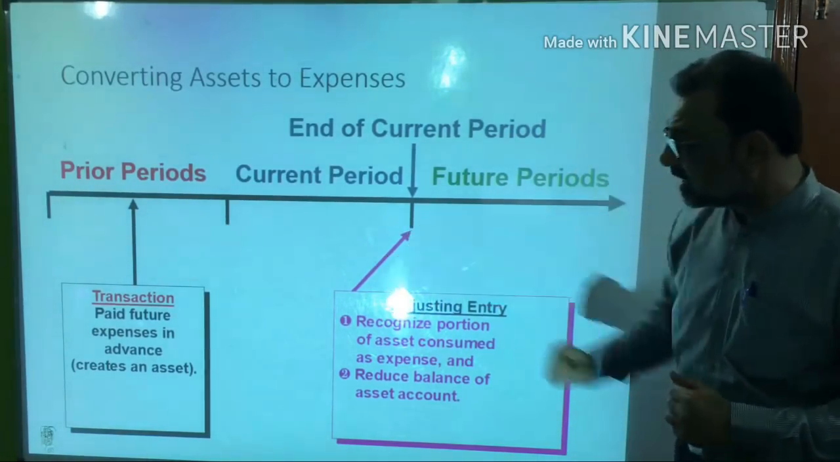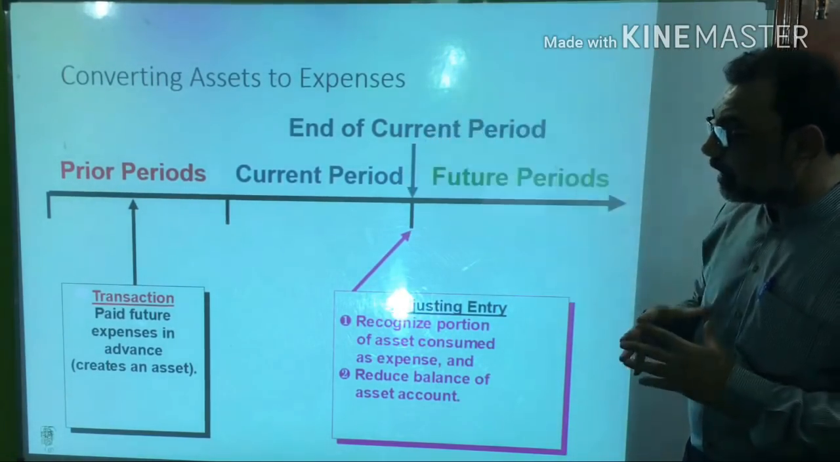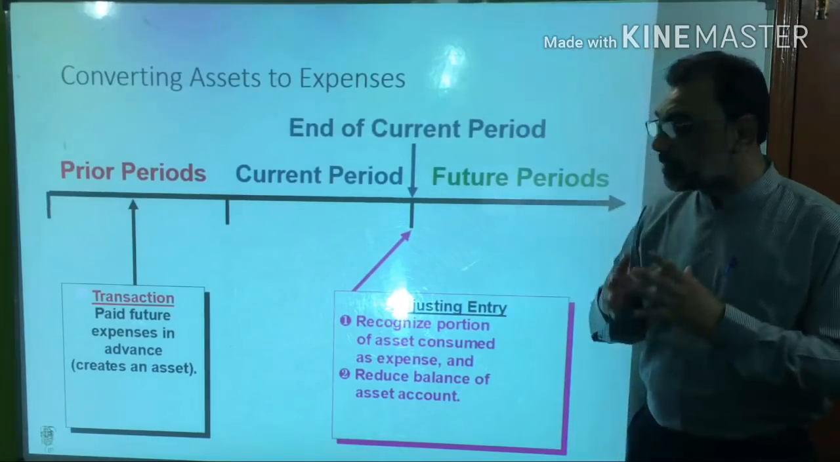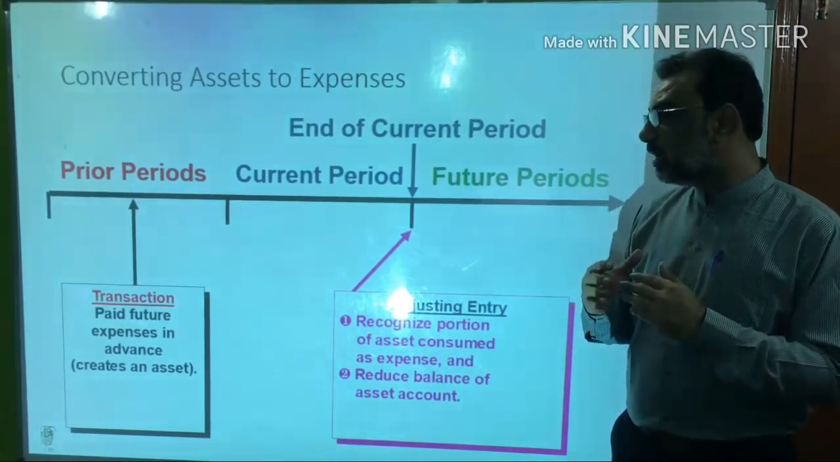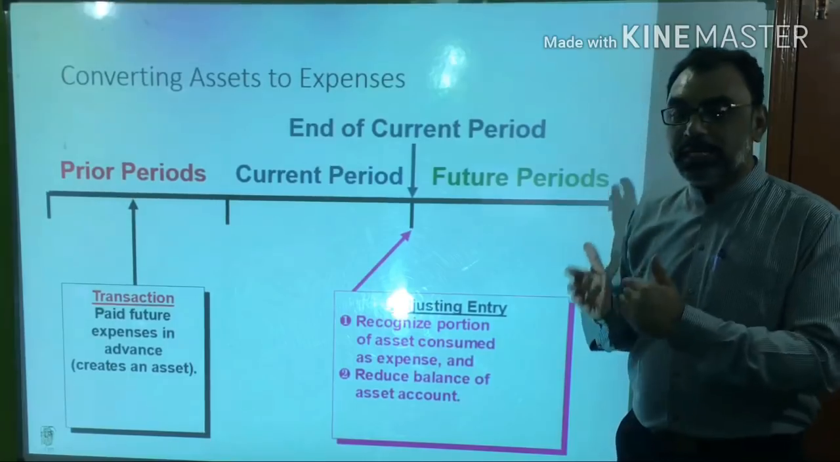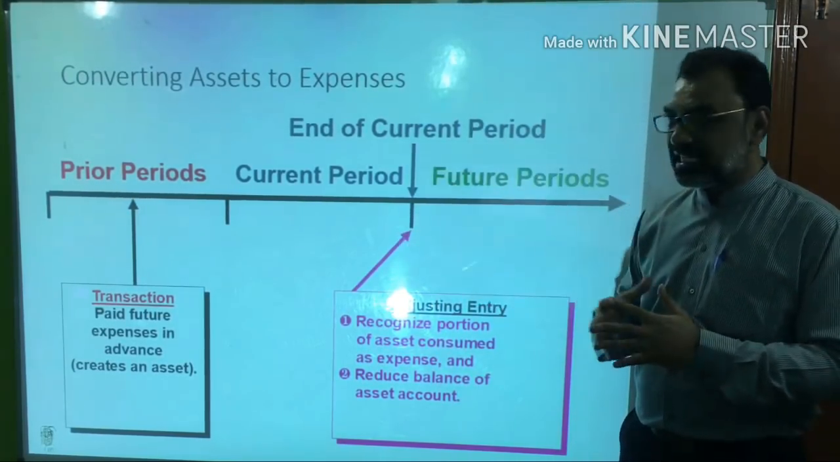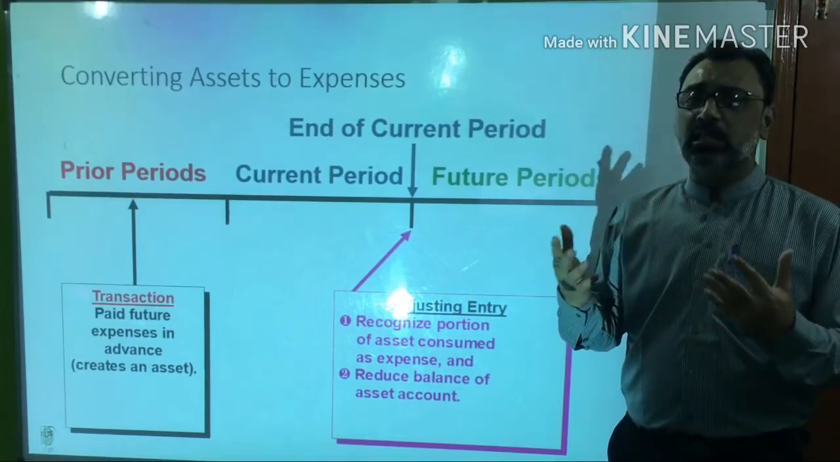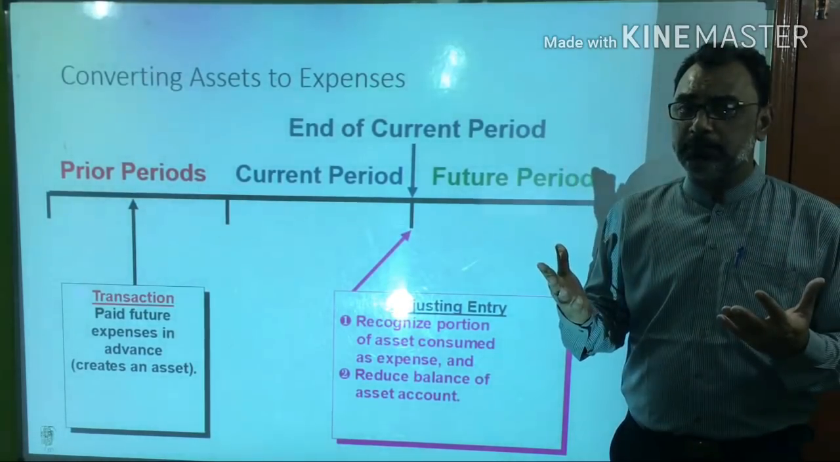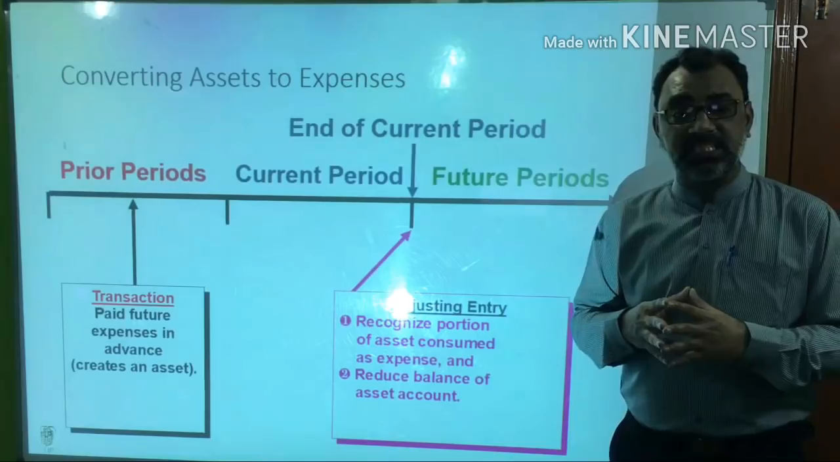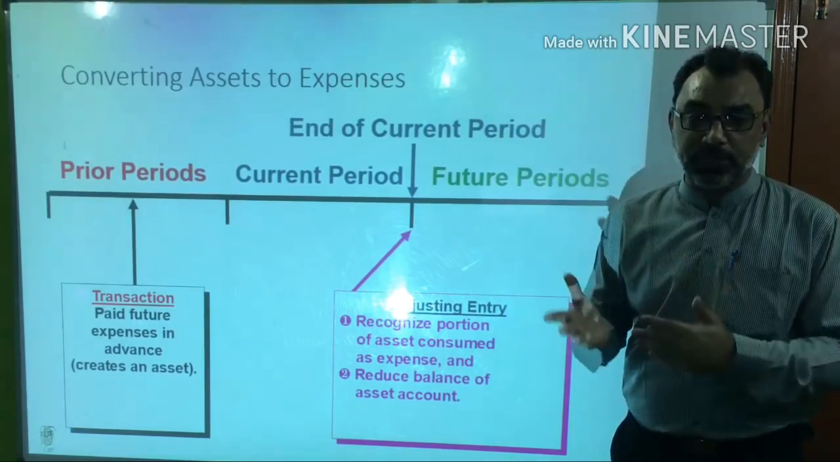So here we will discuss that first. At the time when the business pays some amount of money for a future expense, this will be considered an unexpired, prepaid expense. So this would basically be a journal entry: let's say prepaid insurance is debited and cash is credited.